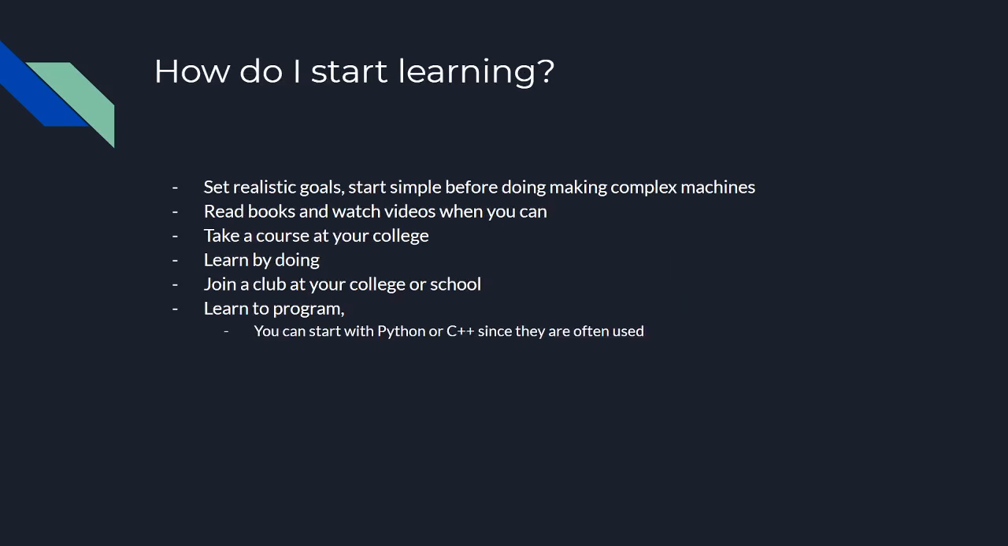So, how do you get started learning? Well, first you want to probably set some realistic goals. Start simple before you do complex machines. Read books and watch videos anytime you can. Take a course at college. Join a club at college. You learn by doing. And you could even just start simple by learning to program. So start with C++ or Python because they are very often used.